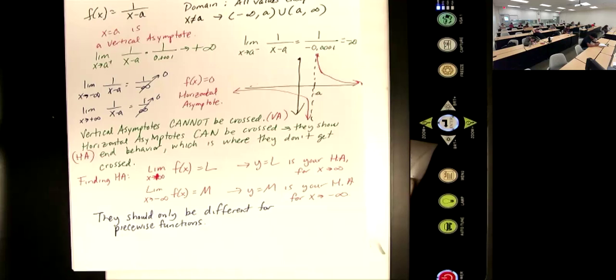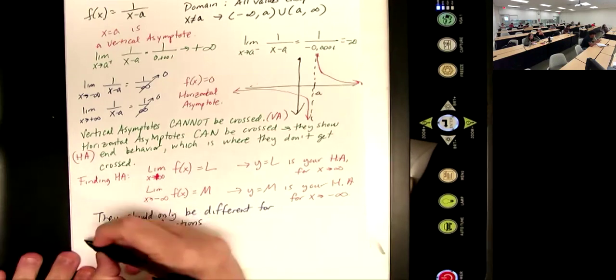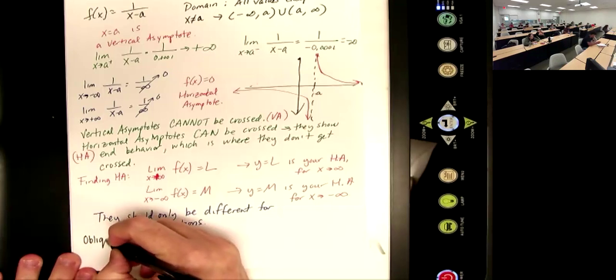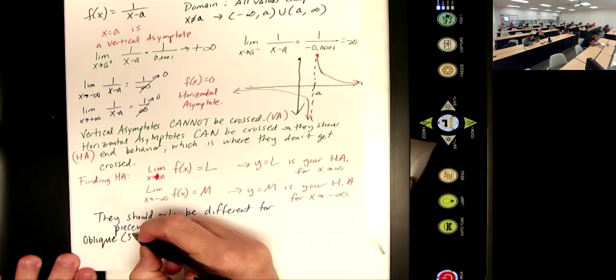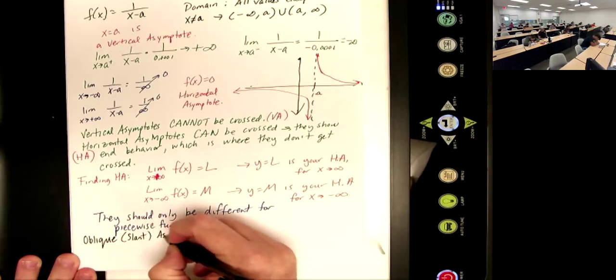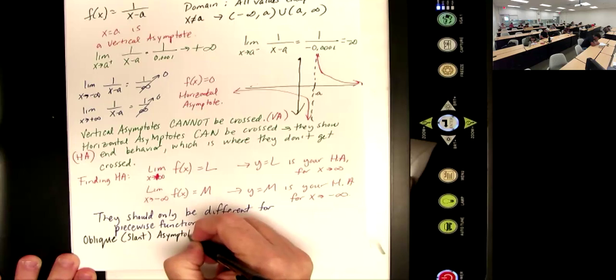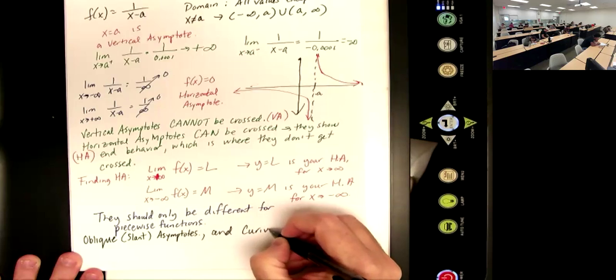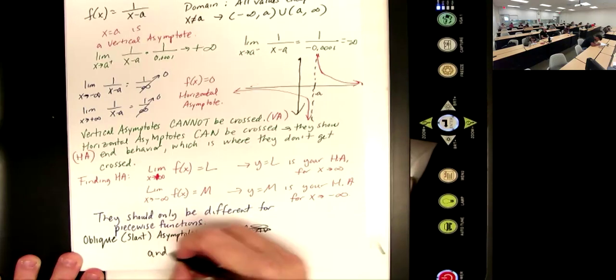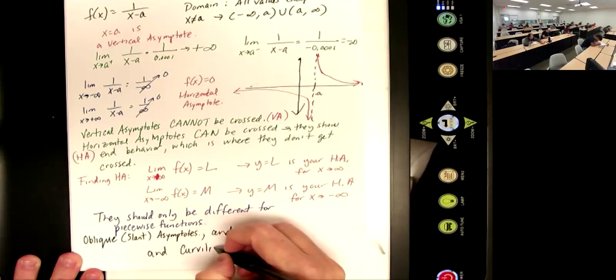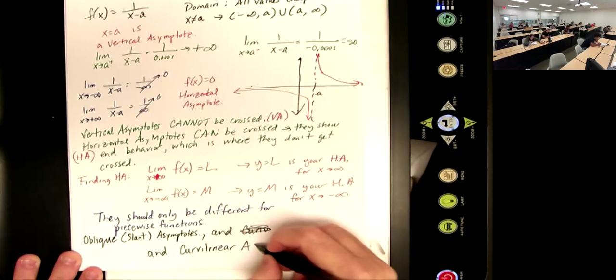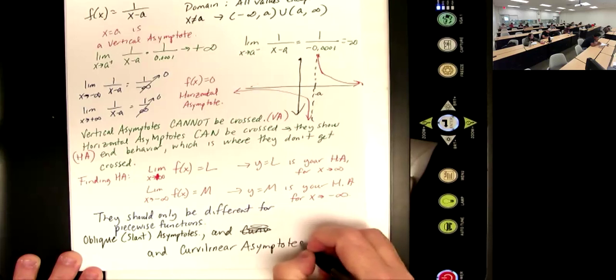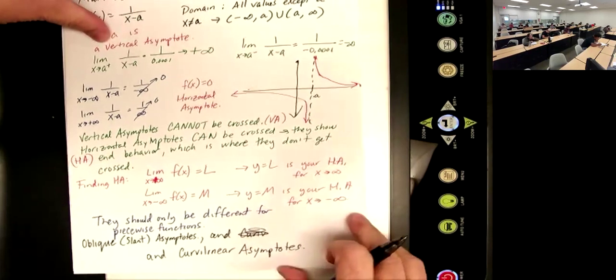That's what rational functions are in the asymptotes. There is another set of asymptotes. They are called the oblique asymptotes, oblique or slant asymptotes, and curvilinear asymptotes. Maybe I should have started this on the next page and given you room to actually write what they are.